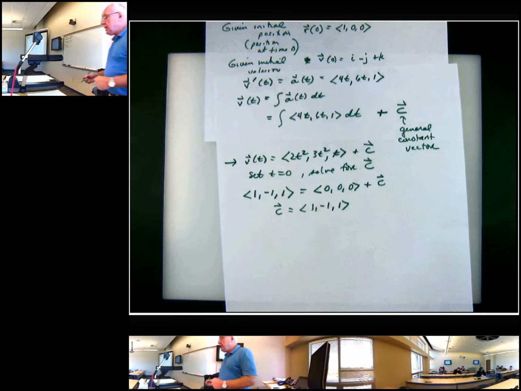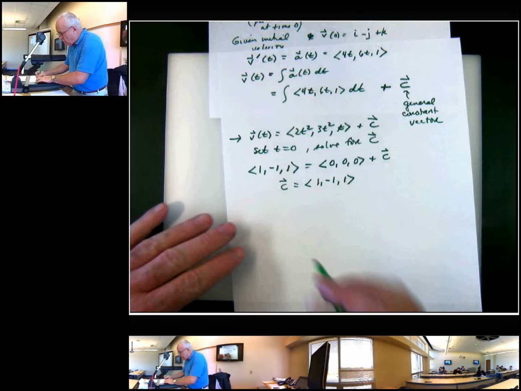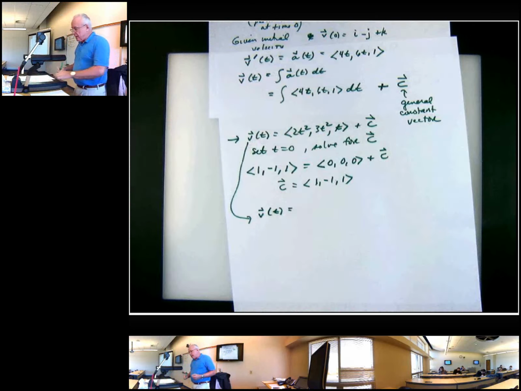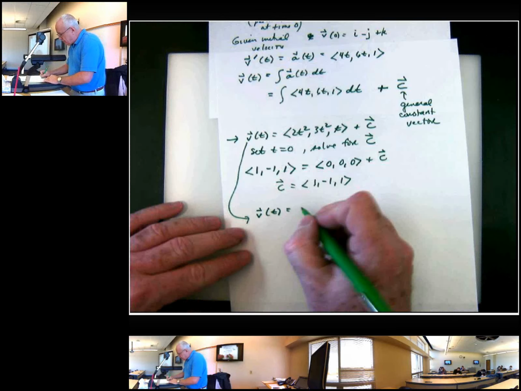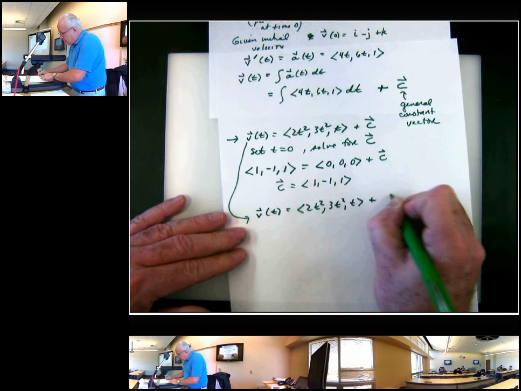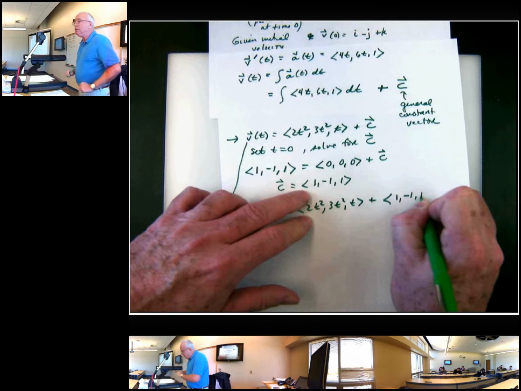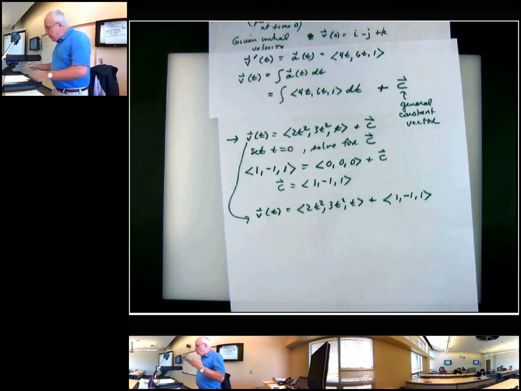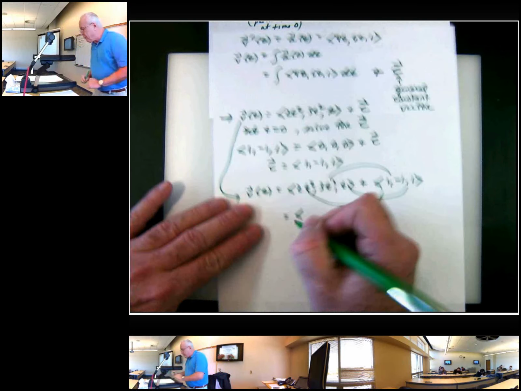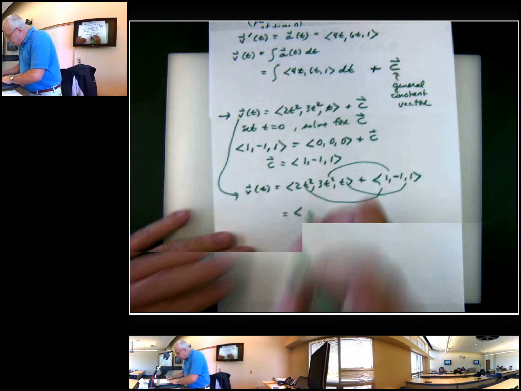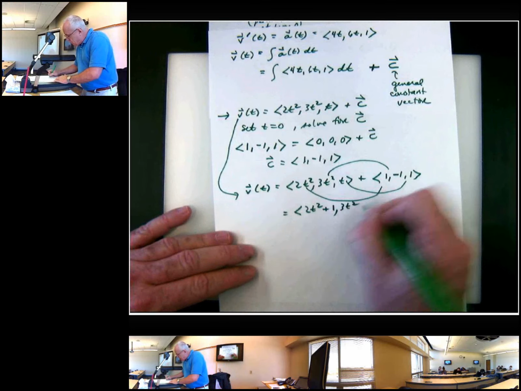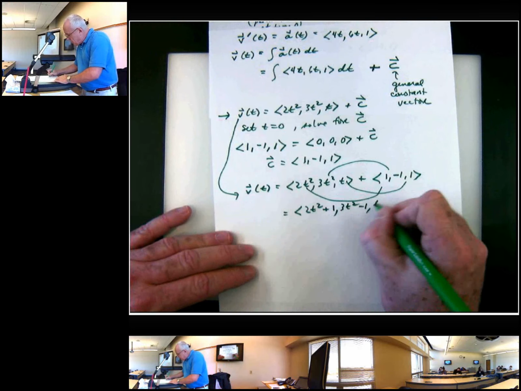So now I can get a specific formula for the velocity vector, because I have a specific constant vector. So I can now say that our velocity vector is 2t squared, 3t squared, t plus 1, minus 1 and 1. And now let me combine the components of this into a single vector, and we can say the velocity vector is 2t squared plus 1, 3t squared minus 1, and t plus 1. All right.